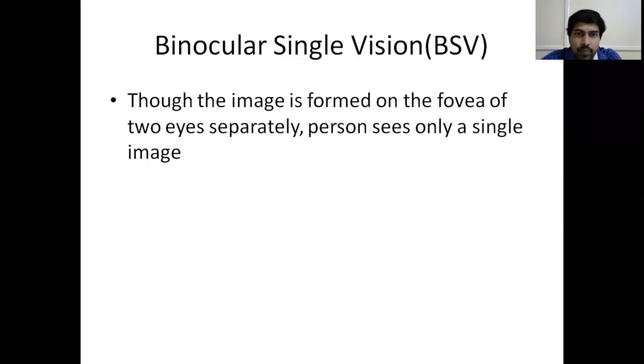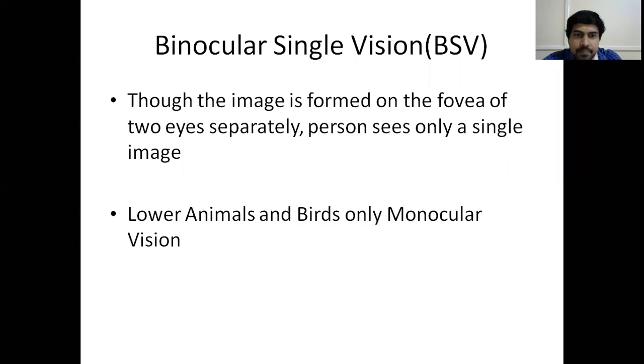So I told you, though there are two eyes, both are seeing separately. Though the image is formed on the fovea of the two eyes separately, we see only a single image. So your right eye has one image and your left eye has an image. Though it is the same image, though there are two eyes, we appreciate only one particular image, which is because of the processing done by the brain, occipital cortex. So that is the cause for your binocular single vision.